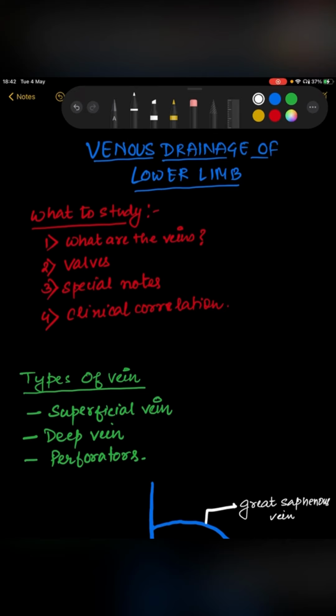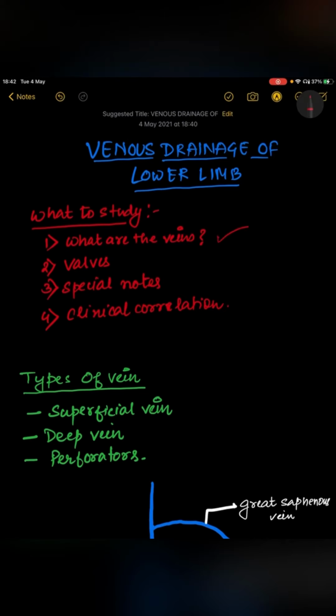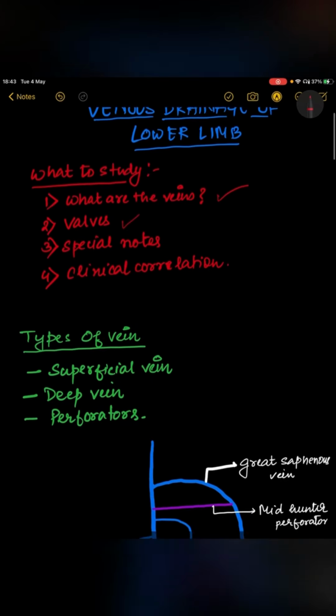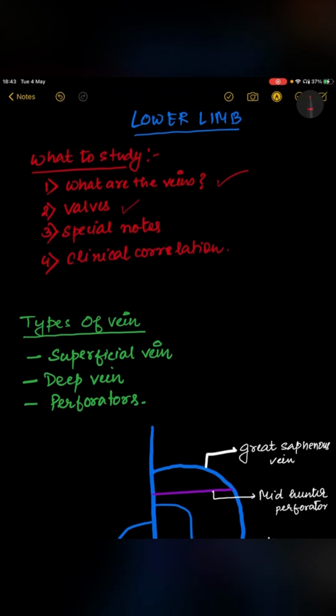So what do we need to study? First thing, what are the veins? Then there should be some valves, because these are the veins of the lower limb, and in order to prevent the backflow, there should be the presence of the valve. And if there are any special notes regarding any of the veins, and some clinical correlation. So what are the veins? The veins are the superficial veins, deep veins and perforators.